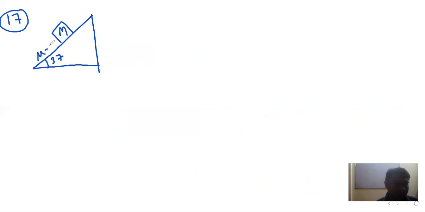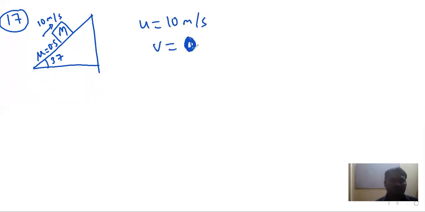In question 17, we have the same kind of situation. We have a block which has a mass, let us say m, and this angle here is 37. Mu is the coefficient of friction, which is given as 0.5. Initial velocity of the block is 10 meter per second up the incline. So u is 10 meter per second. We have to find the distance traveled before it stops.